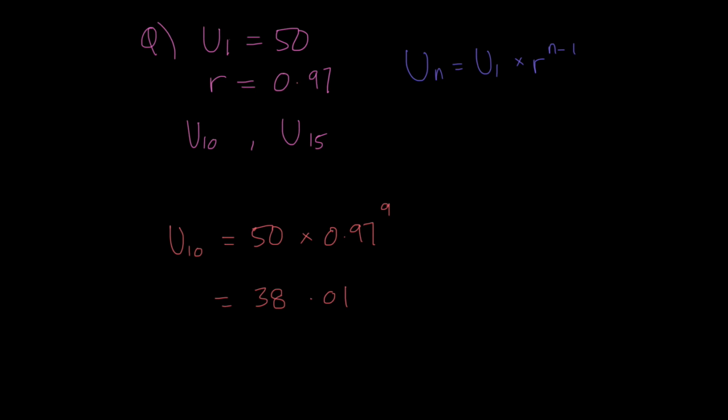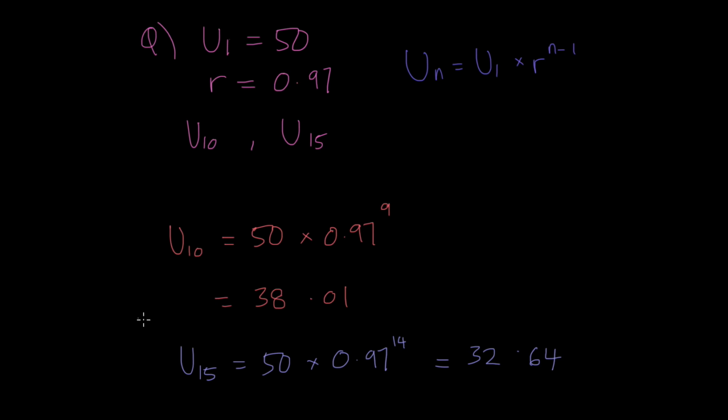Now, how would I find the value of the u sub 15th? So I would use the exact same method. I'd do u sub 1, which is 50, times r, which is 0.97, and the only thing that would change is my power. So I'd do n minus 1, which would be 15 minus 1, and that would be 14. So the answer that I get is actually 32.64.